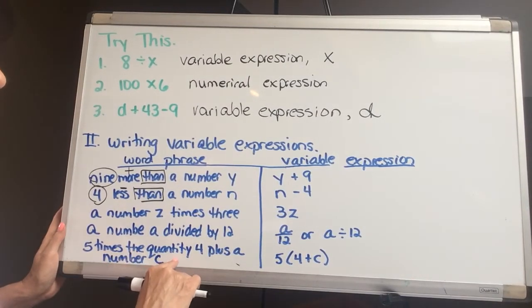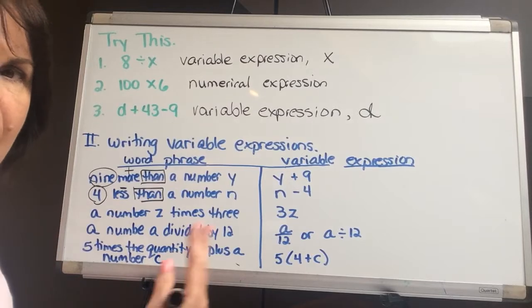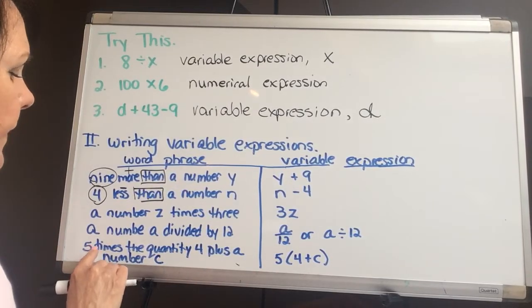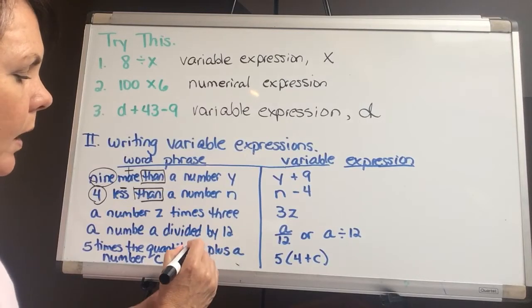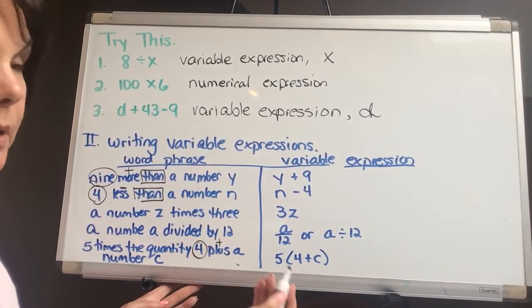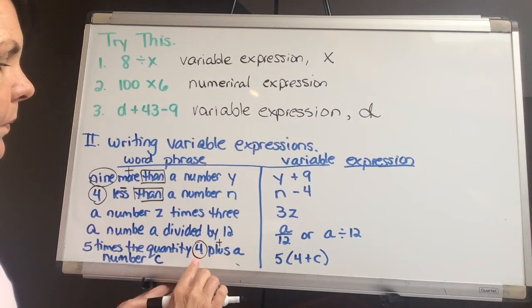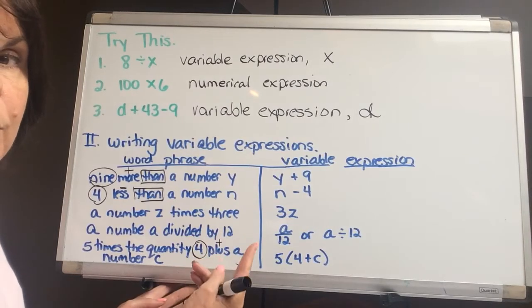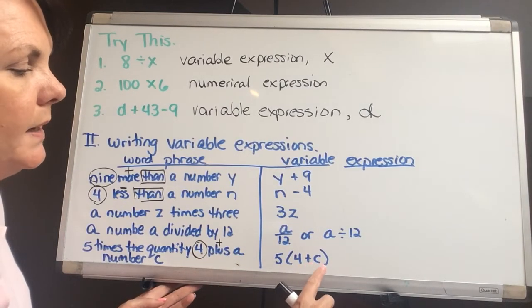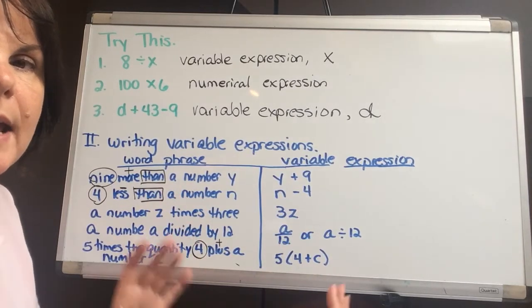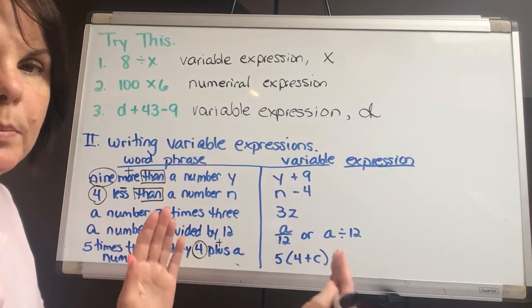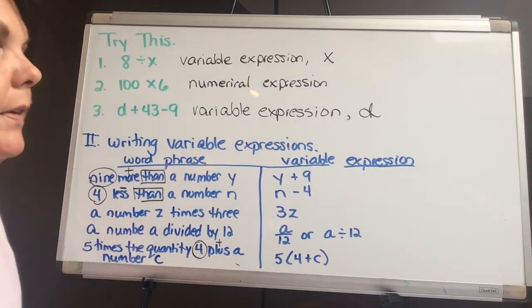5 times the quantity. Quantity means what happens when I do this. So 5 times the quantity, well, the quantity of what? 4 plus a number c. It's no "than", so there's no changing the order. 4 plus c, and then 5 times, and notice the parentheses there. It's whatever I get when I add 4 plus c, and then I multiply it by the 5.